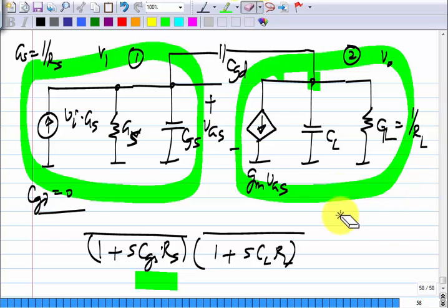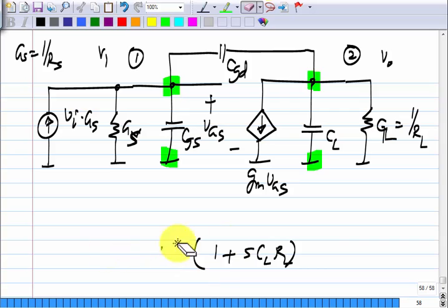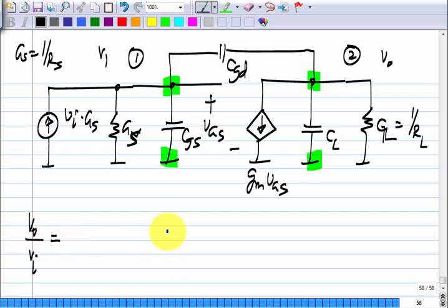But when you do have the CGD, we still have a second order system, but things are not decoupled like the way they were earlier. You can't identify a first order system followed by another first order system. Everything is tied together. But it's still a second order system because we can only have two independent state variables here. Once you fix the voltage across, let's say, CGS and CL, the voltage across CGD is automatically fixed. So although there are three capacitors, it's a second order system. So what is V0 by VI in this case? Please give me the answer.